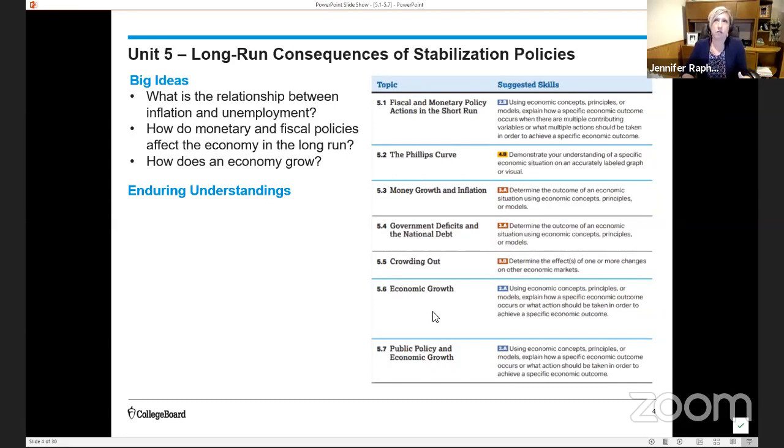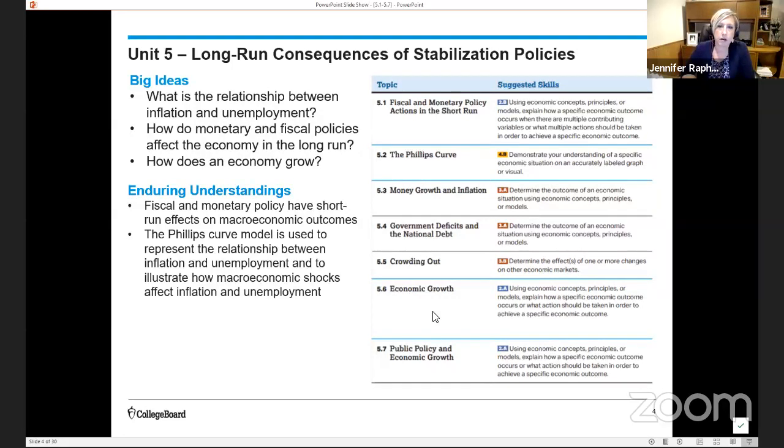If you think of those as the questions we want to be able to answer, then that leads us into our enduring understandings. The first enduring understanding in this unit is associated with topic 5.1, simultaneous exercise of fiscal and monetary policy. We've spent so much time already reviewing short-run implications of fiscal policy and monetary policy. I'm not going to spend any time on that tonight, but next week when we review, we'll see some FRQs that have simultaneous monetary and fiscal policy in them.